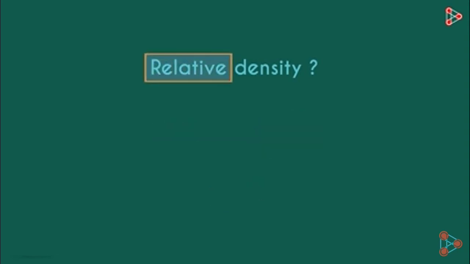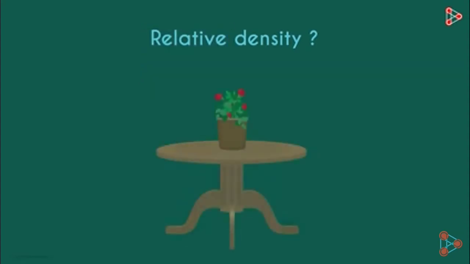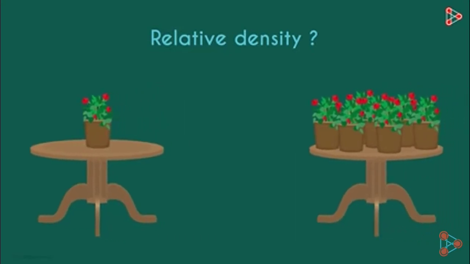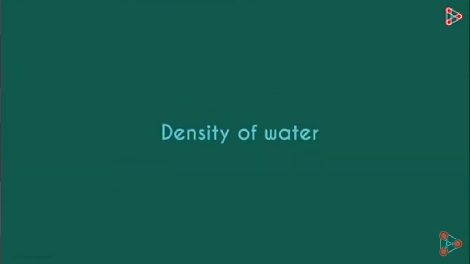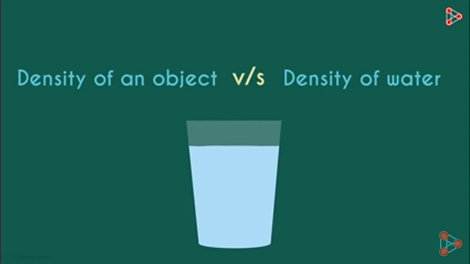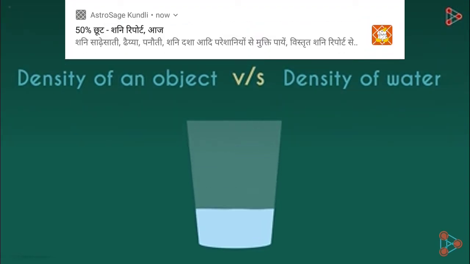Look at the word relative. What does it tell you? It tells us that we are looking at the density of something relative to the density of something. We are comparing the density of one thing to the density of another. That's all. But the question is, relative to what? It's most typically the density of water. Yes, we look at the density of an object relative to the density of water.